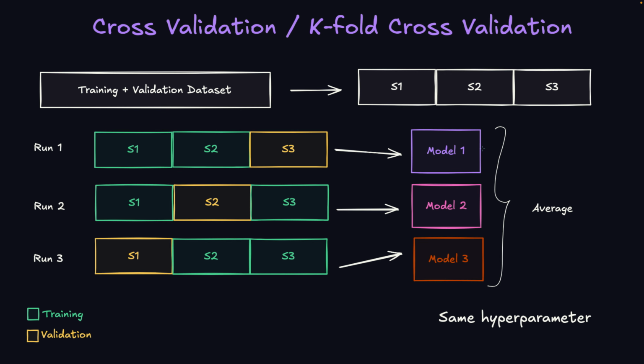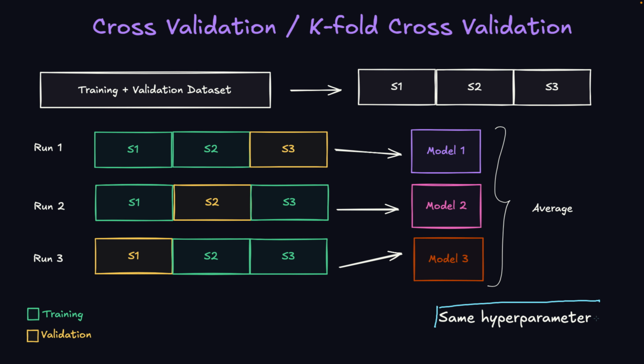So we will have 3 models in total: model 1, model 2, and model 3. Now we use the validation data set of the relevant run and find the score for each of the model. And then those scores will be averaged. Let's say we have the scores like 0.2, 0.5, and 0.8. We will take the average of this, and that will be the final score for that particular hyperparameter.